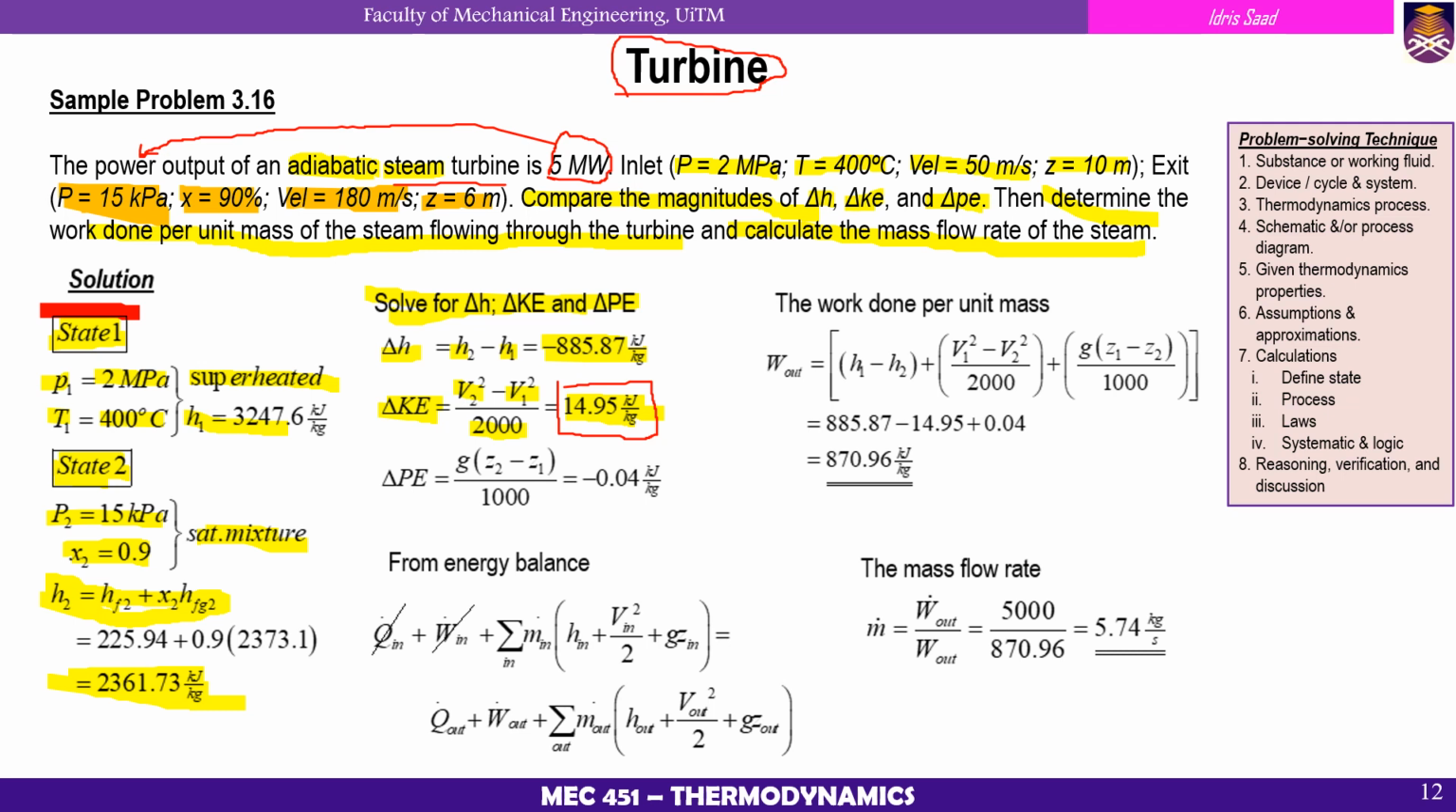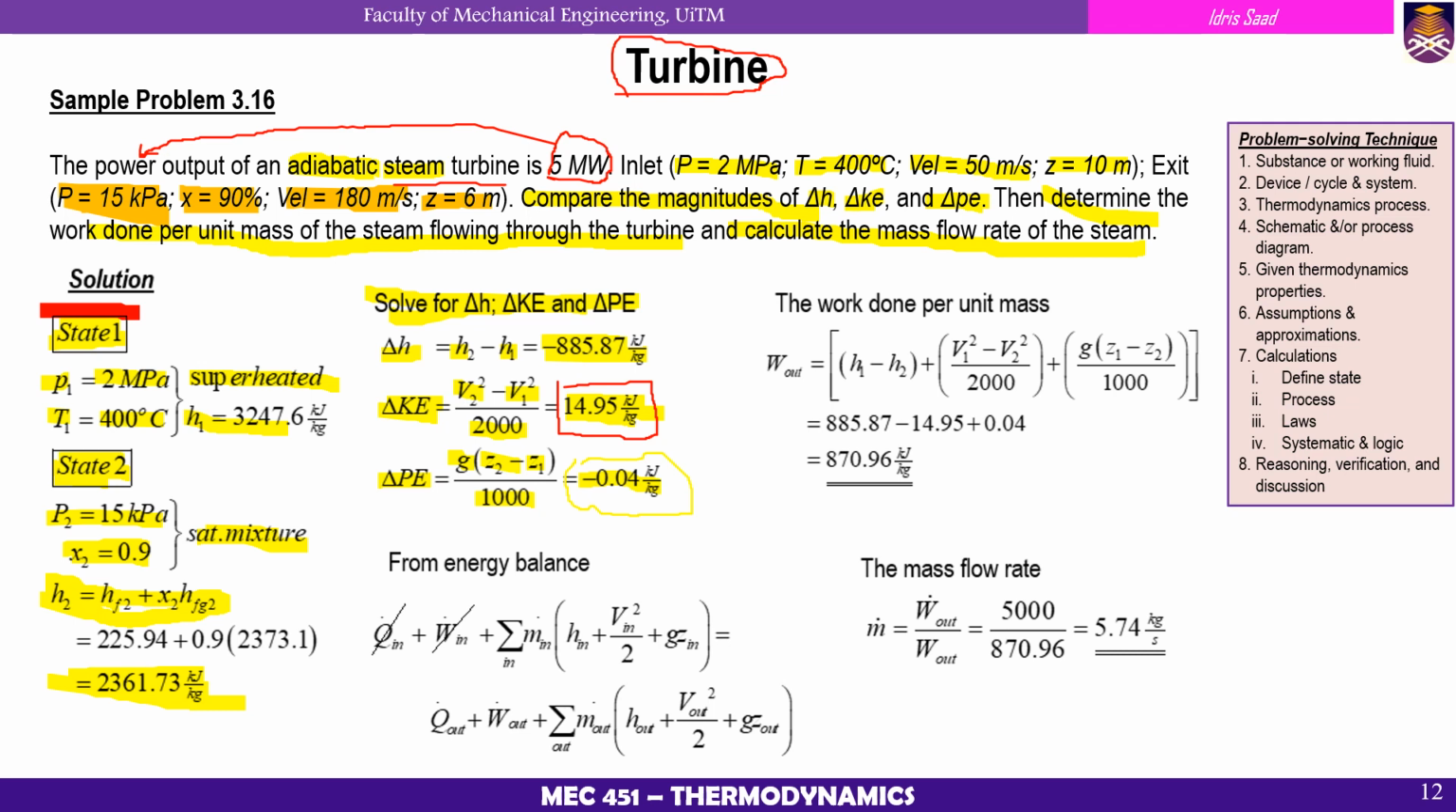Okay, so now let us move on to the potential energy. As you can see, the formula is g (Z2 minus Z1) divided by 1000. This is just to change the unit, and the fluid lost potential energy as much as 0.04 kilojoule per kilogram. Okay, so it lost 0.04 kilojoule per kilogram.